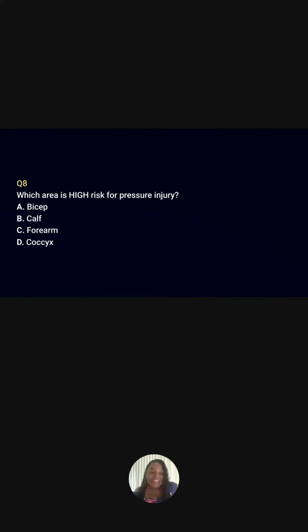Oh, this one's a little tricky. I see some varying answers. Which area is high risk for pressure injury? I know. So we didn't get a whole bunch of correct responses on this one, but it is D, the coccyx. So the sacrum or the tailbone, okay?